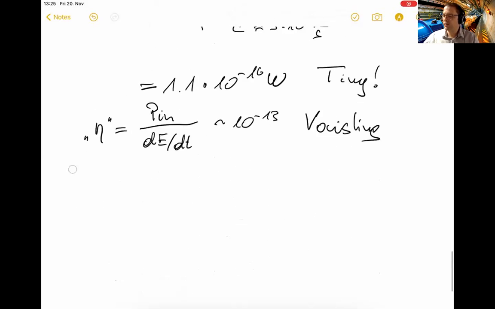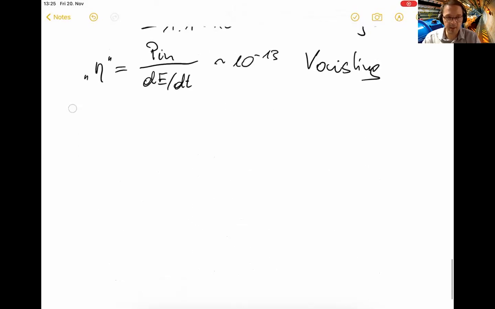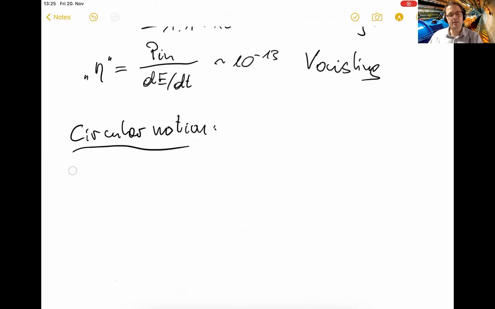This means I've spent a lot of time calculating something that is zero. It is to show you that for linear acceleration, synchrotron radiation can be completely neglected. Now let's do something else, and that's a lot faster. Let's do circular motion. The calculation is a lot faster. Don't worry, we are almost done.